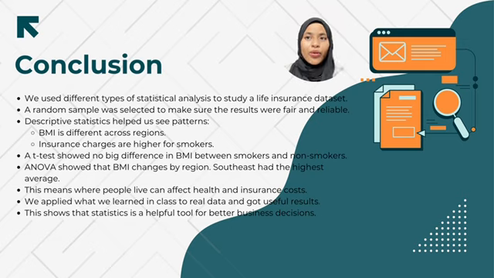Then we applied ANOVA to check if BMI varies by region, and it does. The Southeast region has the highest average BMI. This shows that where people live can affect their health and insurance costs. Overall, this assignment helped us apply what we've learned in class to real-world data. It showed that statistics isn't just about numbers, it's a useful tool to help businesses make better decisions.